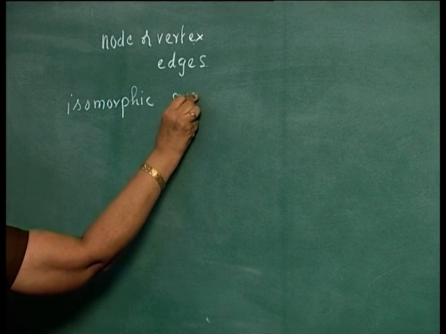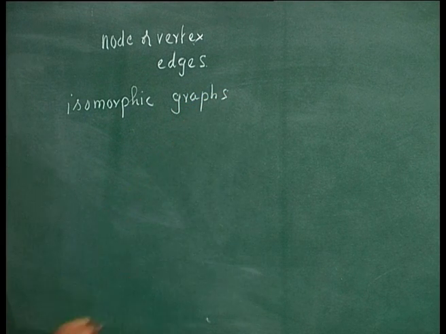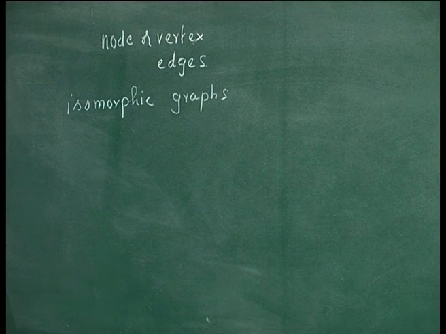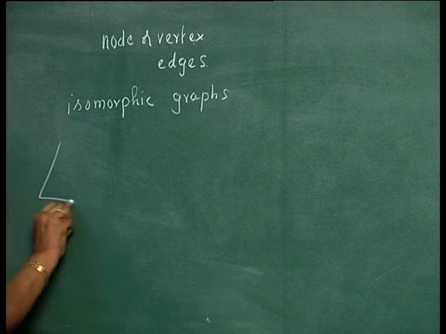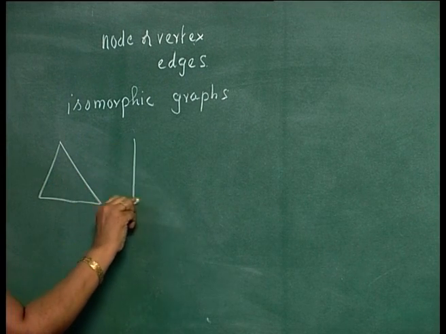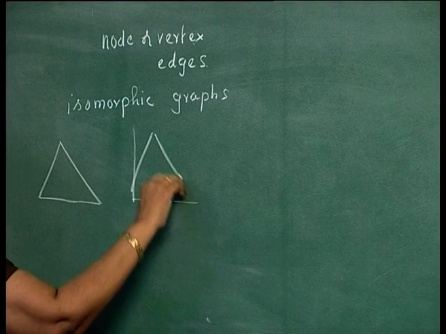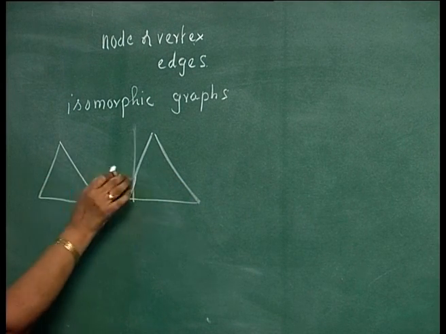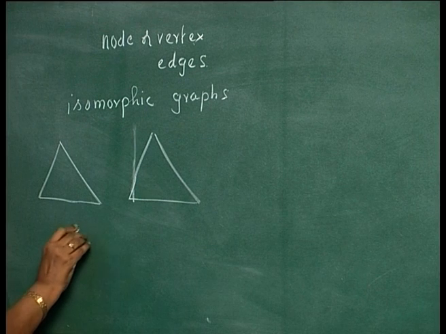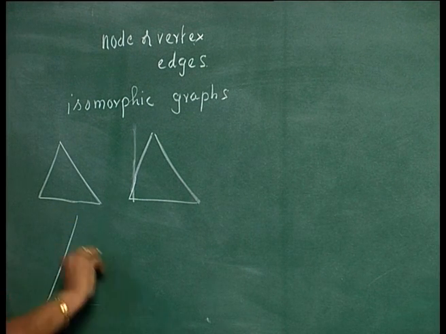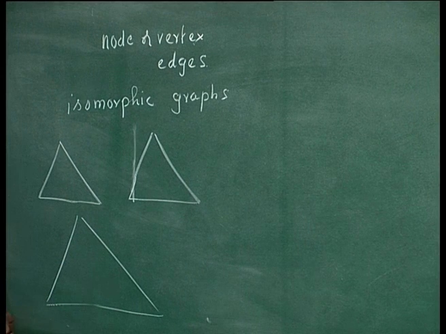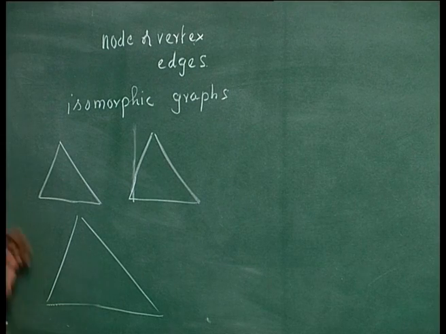Isomorphic graphs. In fact, if in any structure two items have equivalent properties, then we consider them in an equal manner. For example, we consider two triangles to be congruent because the sides are equal and also the angles are equal. And this triangle and this triangle are said to be similar because the sides are proportional and the angles are equal. They have some similar structure.